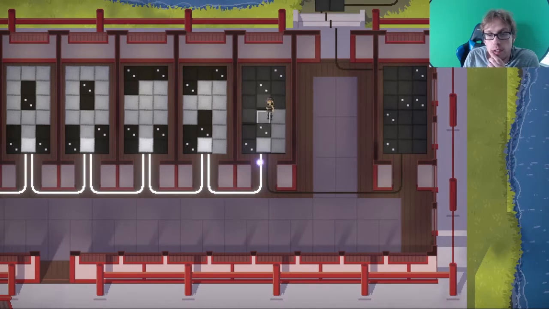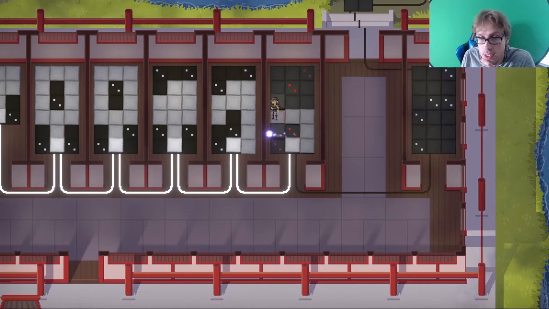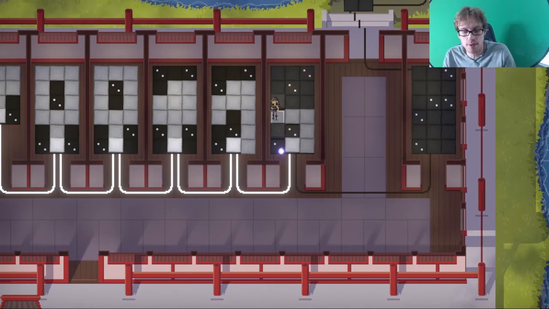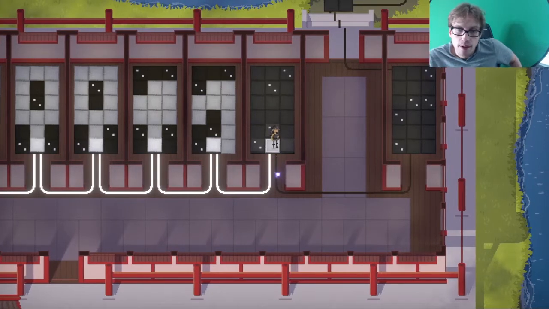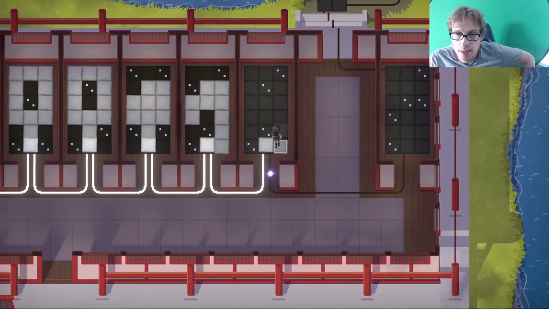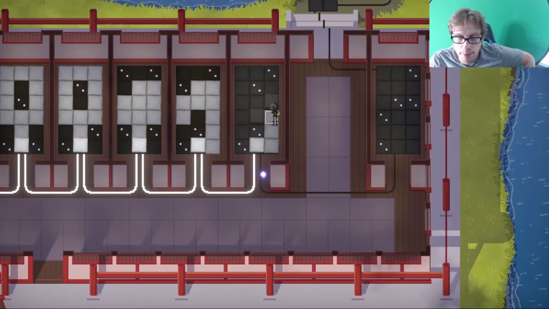And once again, for the record, this does not work, because the dominoes share a space, and then that's no good. So again, it's got to be here. Got to be here. Got to be here.